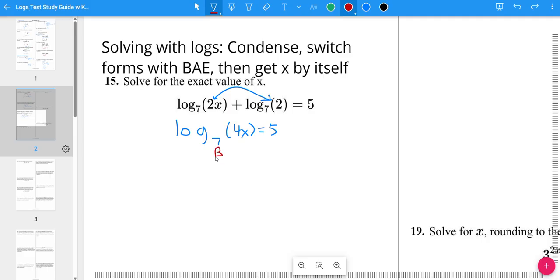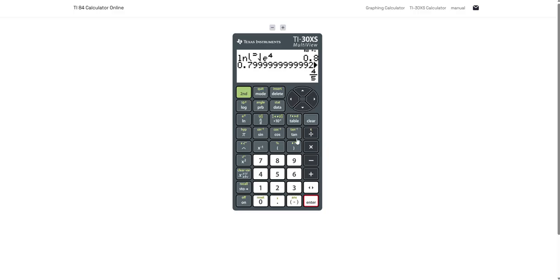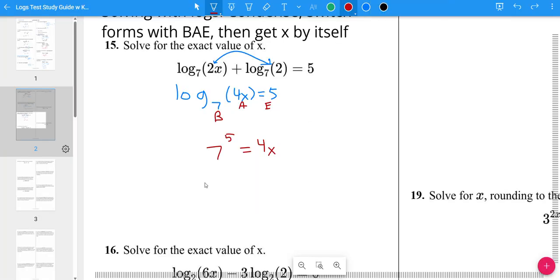So let's rewrite with BAE. My base is 7, my exponent is 5, and then my answer is 4x. So I just rewrote that. My base, exponent, answer. So if I do this in my calculator, 7 to the 5th, 16,807 equals 4x. And then just divide by 4 on both sides.